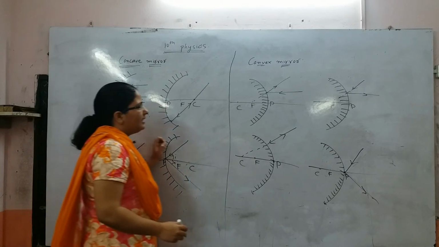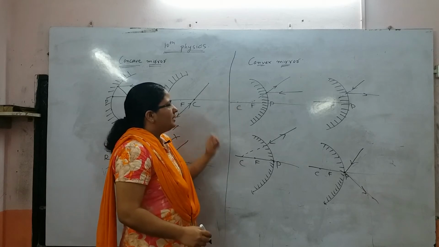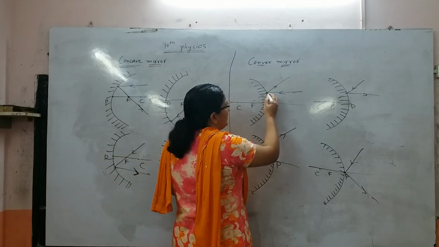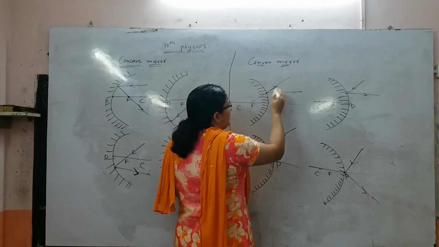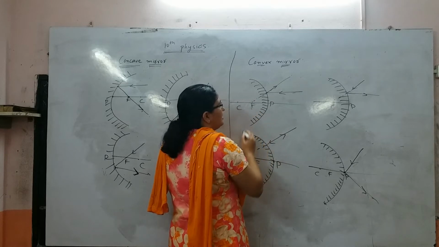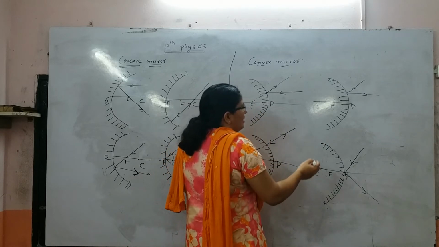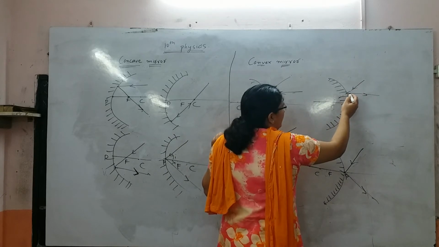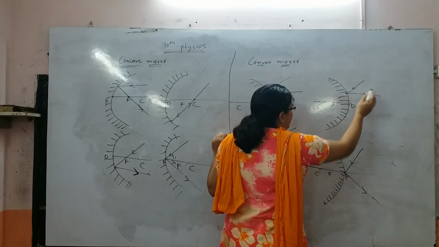Now let us see for the convex mirror. Whenever a ray is coming parallel to the principal axis, the ray is reflected back such that on the backside, when you extend this ray, it meets at the focus. Second, whenever a ray is passing through the focus, it will come out parallel to the principal axis.